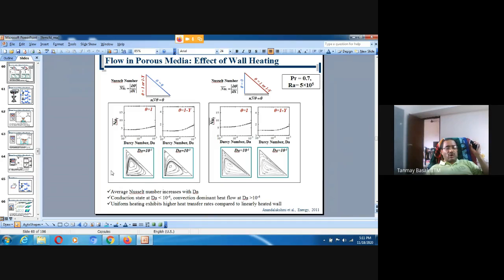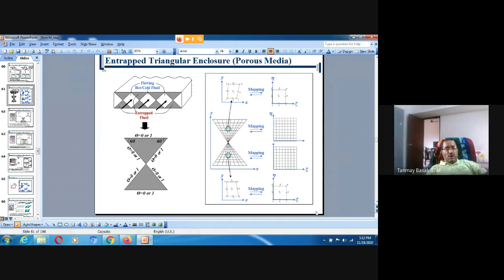Based on heat lines, you can also find out for a particular wall which zones have a high Nusselt number and which zones have a lower Nusselt number. Based on that local Nusselt number, one can also obtain the average Nusselt number, which can be calculated using a good strategy, using Simpson's one-third rule and other methods. This work has been published in Energy, and I was talking about the triangular cavity.